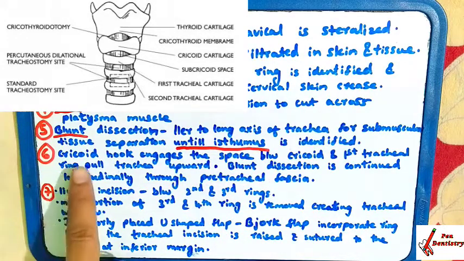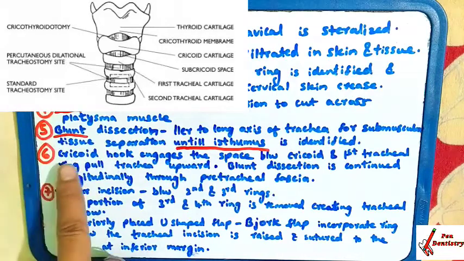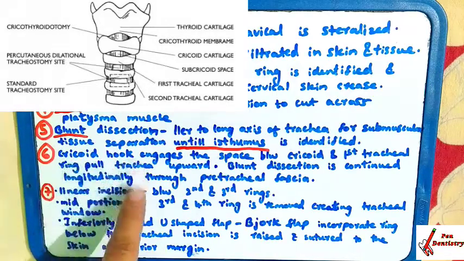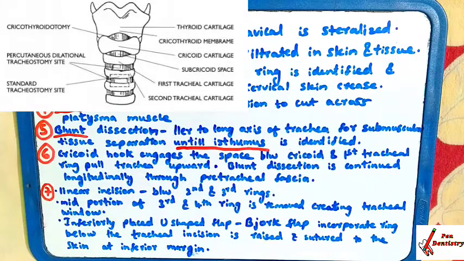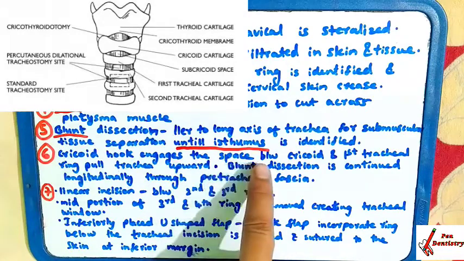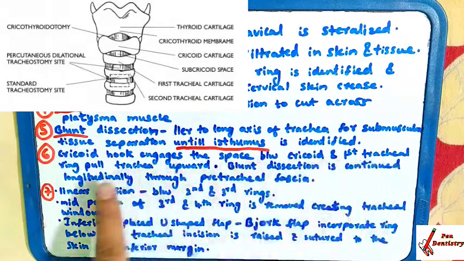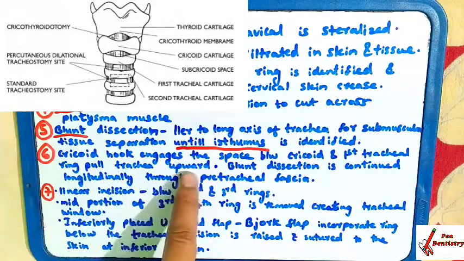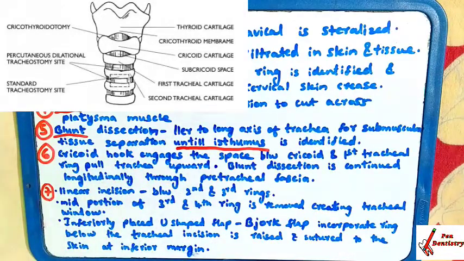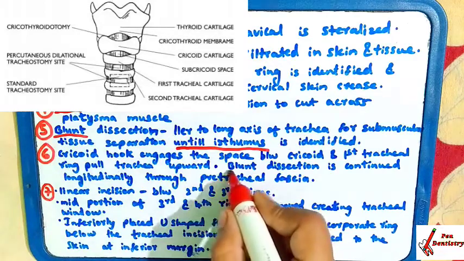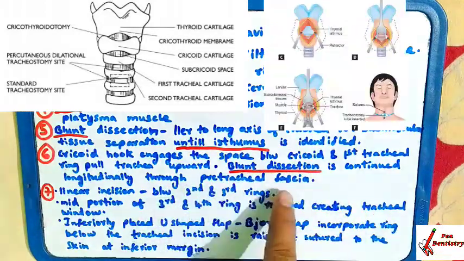In the sixth step, you are going to use the cricoid hook. You are going to engage it with the space between the cricoid, that is, the first tracheal ring will be pulled with the cricoid, and then you are going to do blunt dissection again to the pretracheal fascia.